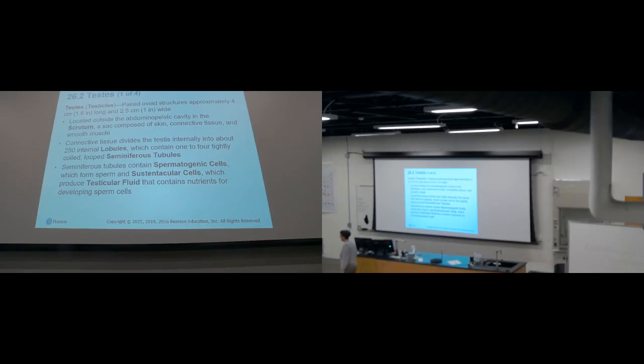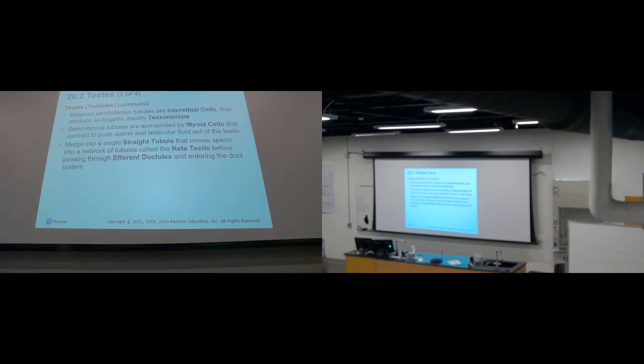Each of them has internally a coiled ductule called the seminiferous tubules, which is where the sperm cells are actually made. Within these tubules, in their walls, there are cells called the spermatogonia, which are the stem cells that produce the sperm cells. In between these cells, we have supporting cells called the sustentacular cells that produce the testicular fluid, which has nutrients that help to nourish these developing sperm cells.